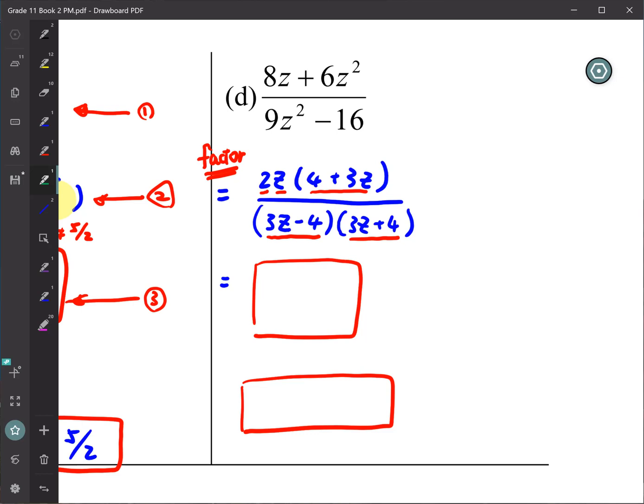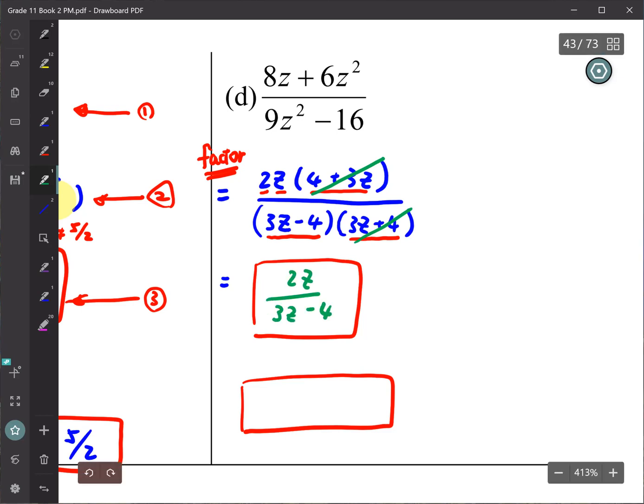Okay. So 4 plus 3z, right? Cancel out with 3z plus 4. Yeah, okay. If it's adding, it doesn't matter the order, they're always the same, okay? And so finally you're left with 2z over 3z minus 4. Okay. Now, how about the rest of you? Still only 7 people done. Restriction, you guys have trouble with restrictions?